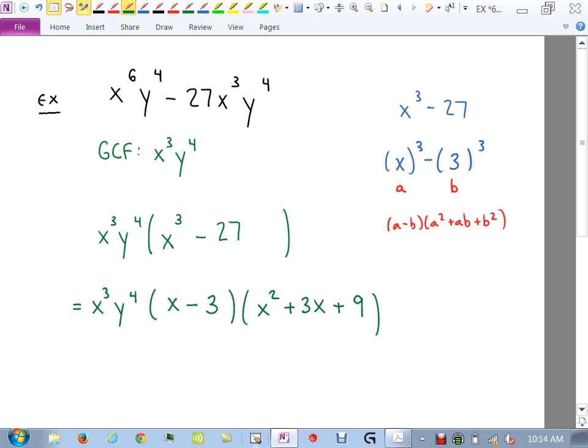Questions? We're not done. We need to talk about this still. All right. The GCF I can't do anything with. The second factor here has two terms, but it's not a square or cube, right? How many terms here? 3. So what do you start thinking? What do you start thinking with AC method?